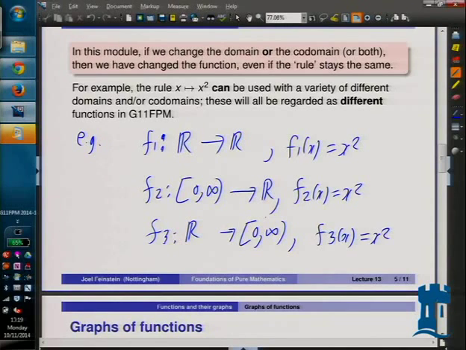Right, so rule, domain, codomain will specify your function, which is still slightly informal. So to help us understand how we might formalize this a bit, and also see what some of the properties functions might have, we're going to look at the graphs of functions.